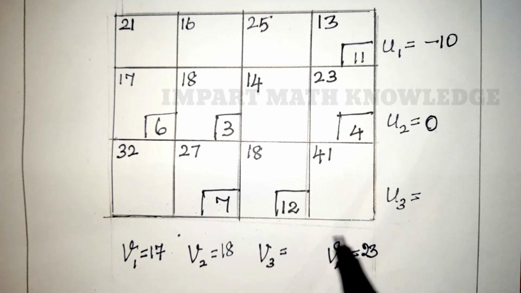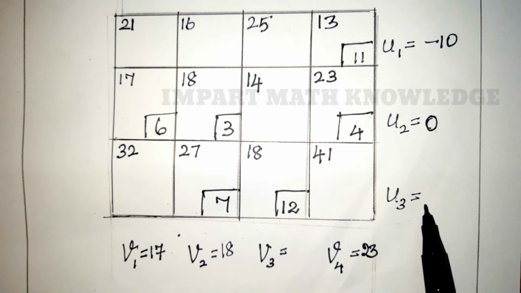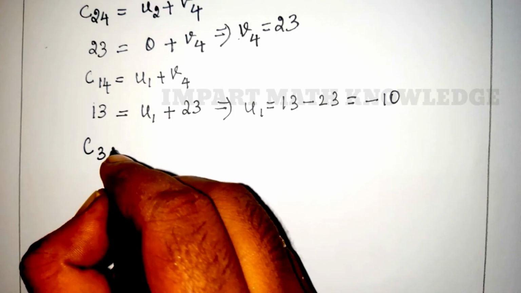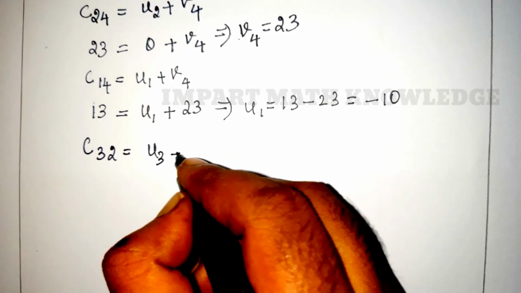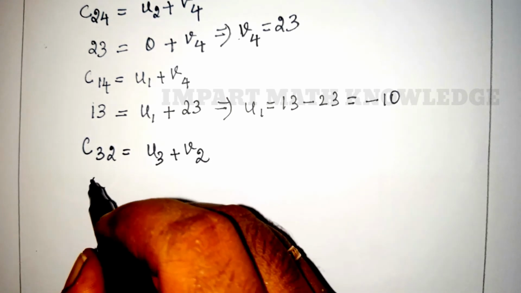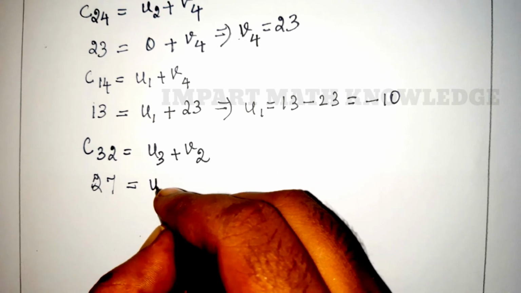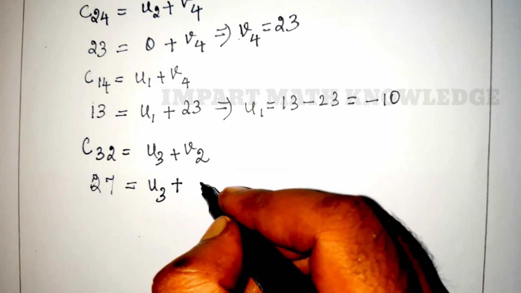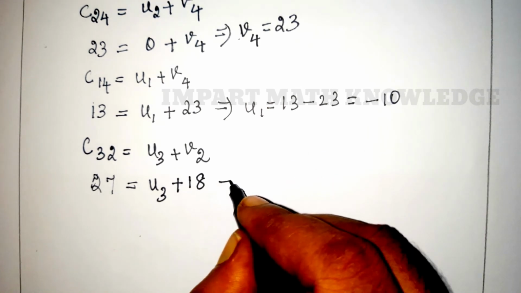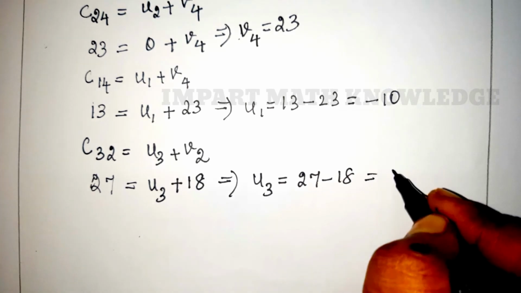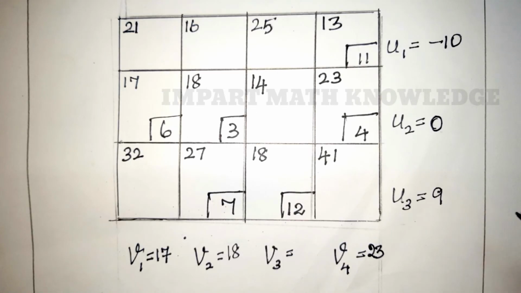For the U3 value, the allocated cell is this cell and the V2 value is known. So we can find U3. The cell value is 27. That is C32 is 27. C32 is equal to U3 plus V2. C32, the cost is 27. U3 value we have to find and V2 value is 18. If you subtract this, U3 is equal to 27 minus 18, that is 9. U3 value is equal to 9.